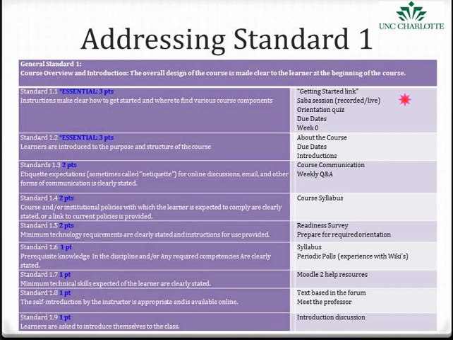So many of these standards, I had several elements that I used in my course to meet the standard, but I'm only going to screenshot one of them. I hope that makes sense to you. Otherwise, we'll be here for a very long time. Okay? So the essential standards that we'll look at right now are 1.1 and 1.2.